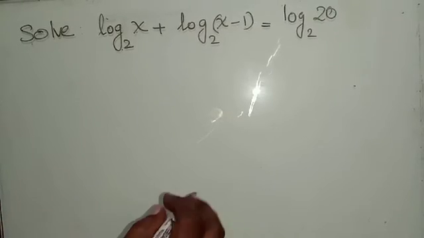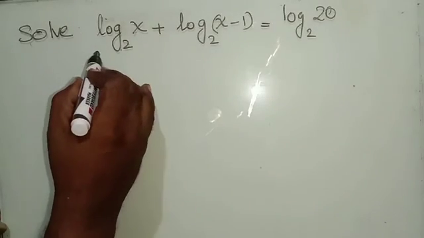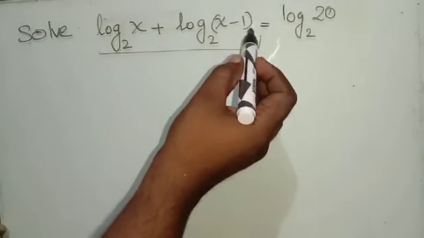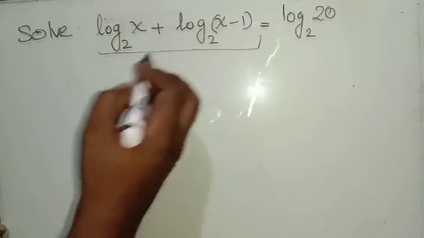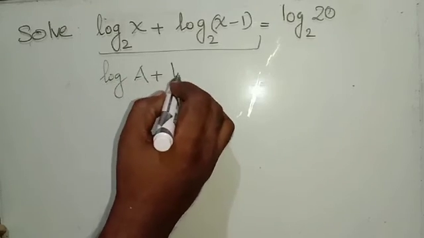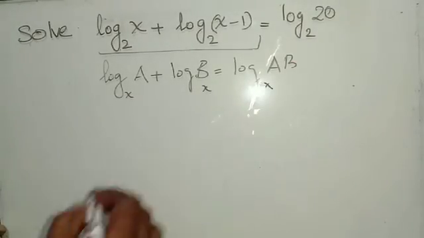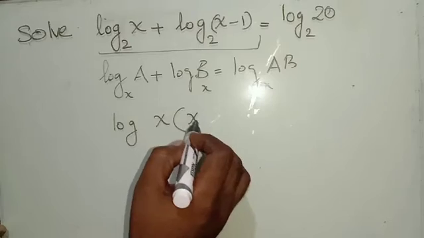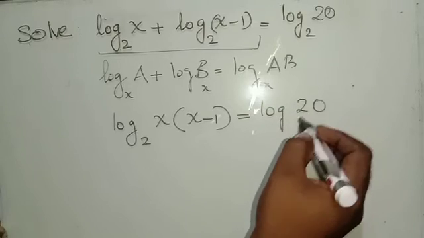Question number 1. Solve log x base 2 plus log x minus 1 base 2 is equal to log 20 base 2. When you look at this question, the left hand side is log x plus log x minus 1, both have the same base. So here we can apply the law log a plus log b is log ab with the same base. So it becomes log x of x minus 1 to the base 2 is equal to log 20 to the base 2.